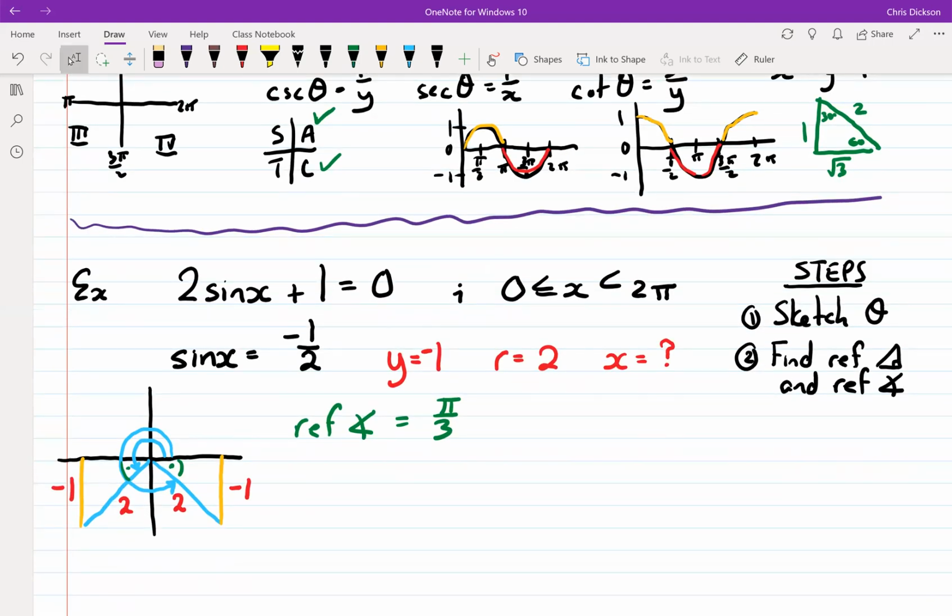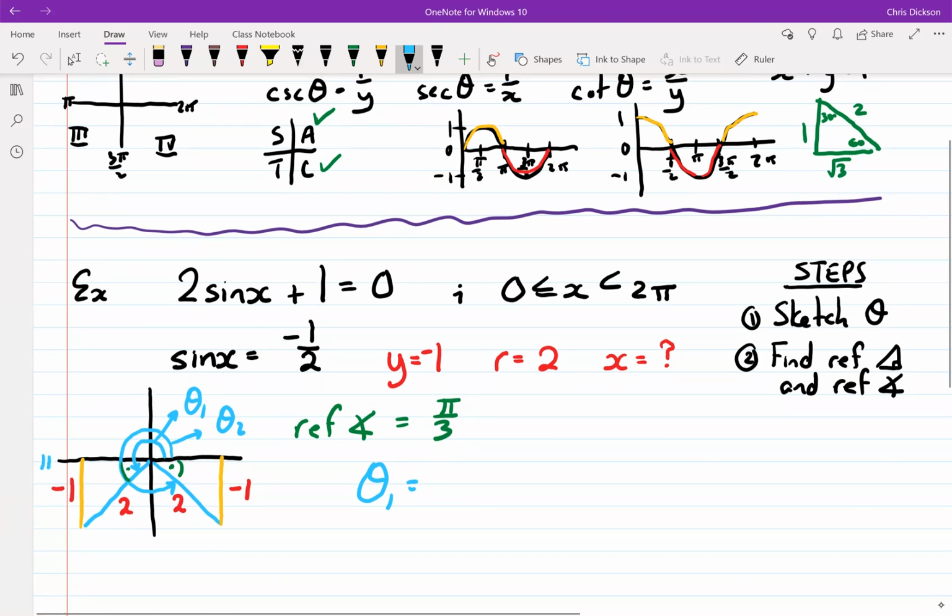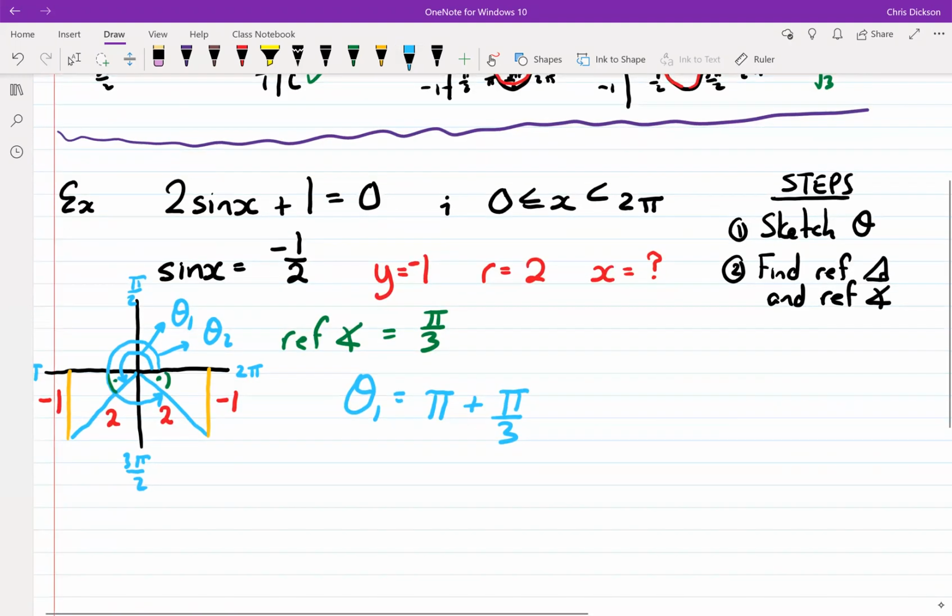Okay, so let's find our first theta then. So let's say that this theta, the smaller one, we'll call that theta 1, and we'll call this theta 2. Okay, so we have theta 1. Well, that is half a turn plus the reference angle. So maybe put these numbers in here. That might help us. That's pi over 2, 3 pi over 2, and 0 or 2 pi. Okay, so to get theta 1, I would say I'm going to go pi. I'm going to do half a turn, but I'm also going to move the reference angle, which is pi over 3. And now I add these numbers together.